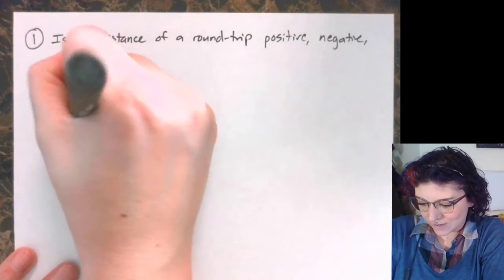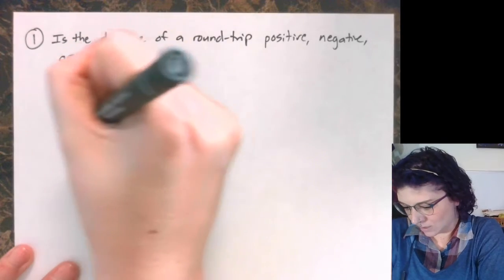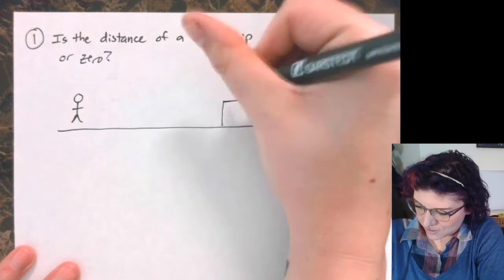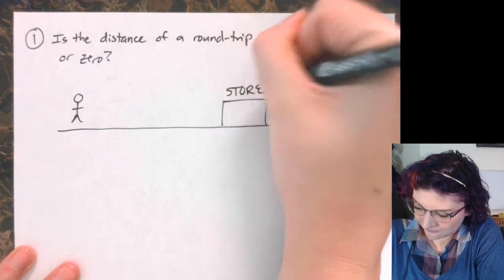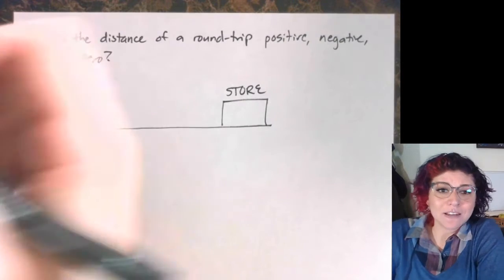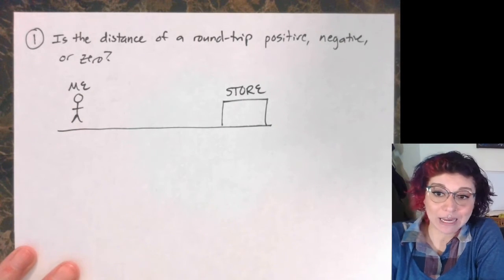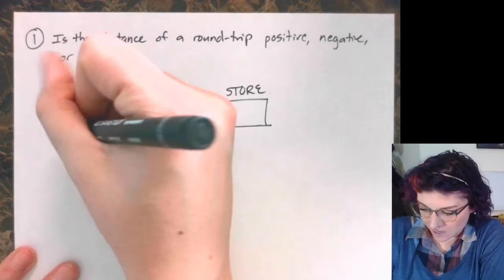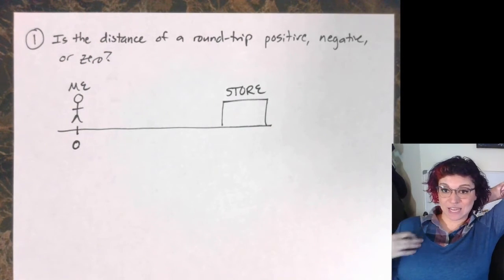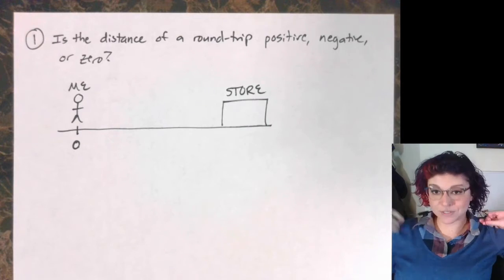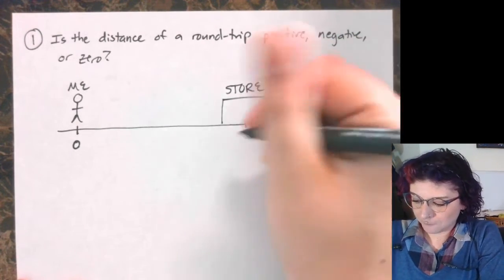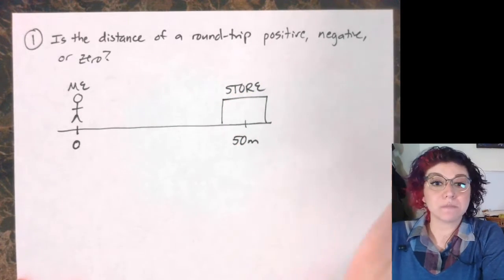So let's say I start out here. Let's just say I'm going to the grocery store and back. So here's my store. Here's me. I'm going to set my initial position as 0, as the origin, right? That's my coordinate system that I'm setting up. So I start out at the 0 position. Let's say the store is 50 meters away.